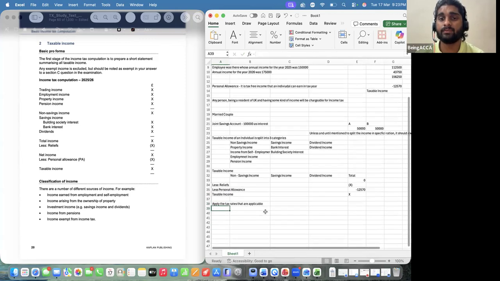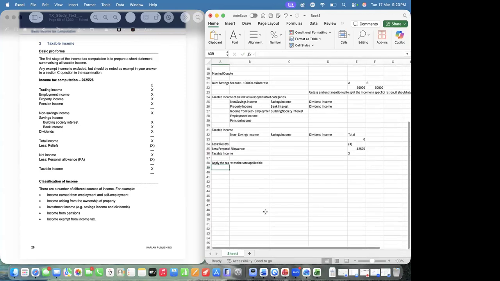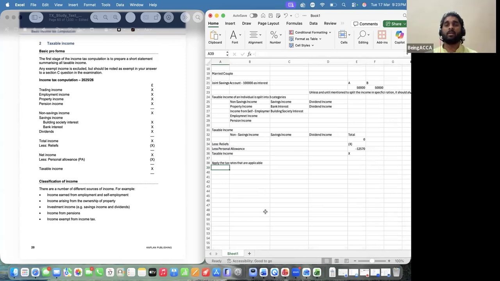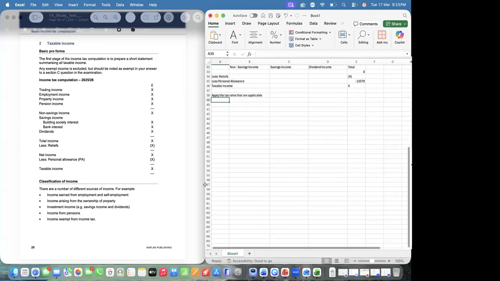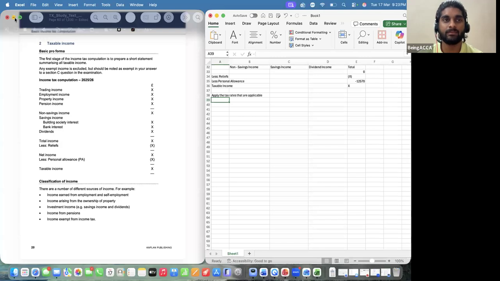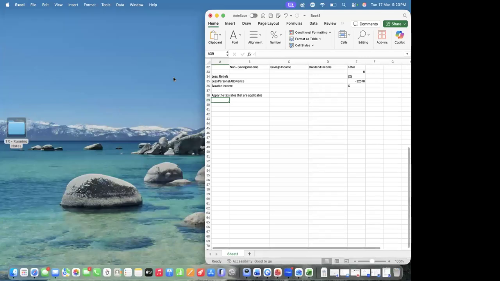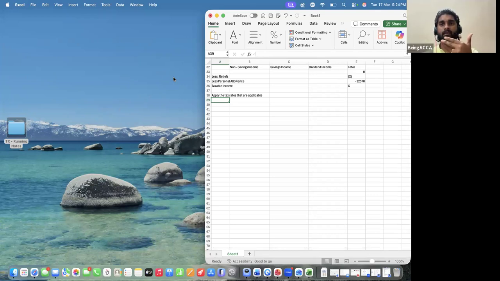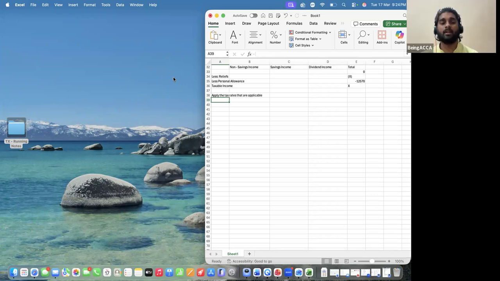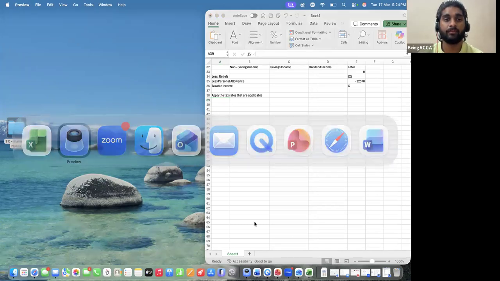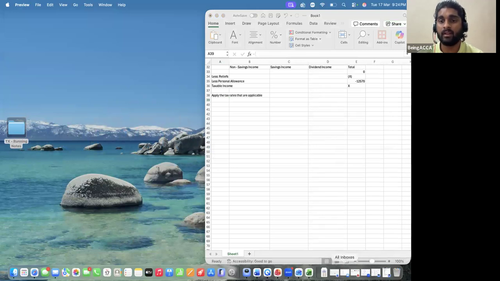Clear on this so far? Any doubts until now? Can you tell me what are non-savings income? What are the different types of non-savings income? Property income, employment income, trading income, pension income. Absolutely right. That's exactly how you put it. Clear? Now, let's move on to the next topic.